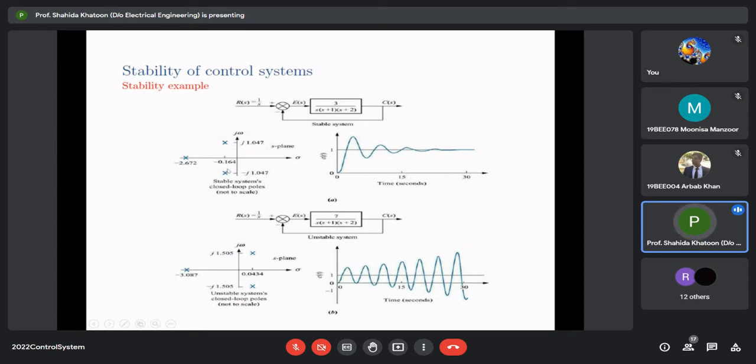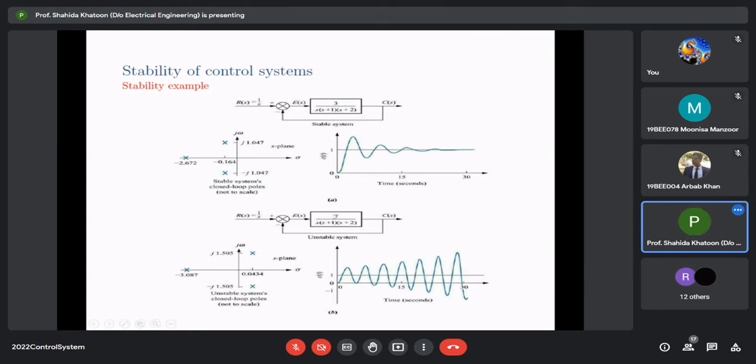If you try to find the closed loop poles, you will see that there are two complex conjugate poles, at plus j 1.047 and minus j 1.047, and a pole with negative sign at minus 2.672. So if we have poles on the left half of the S plane only, the system response will be like this, a standard second order system response, which decays down to the steady state value equal to 1, right? So this is a stable system.